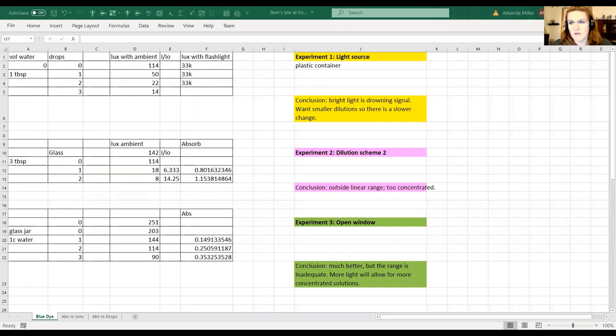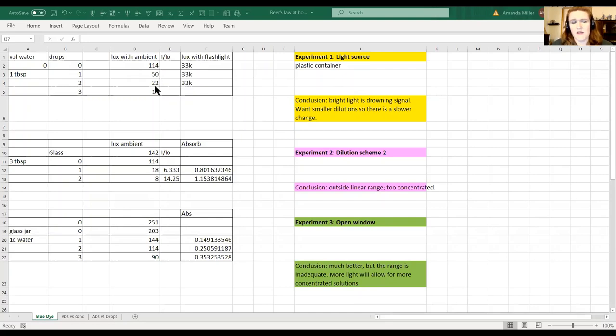And so essentially what I did is first I needed to know what kind of light source would work for this. So I tried just my ambient light, meaning just the room's lights that I had in my dining room. And it turned out that I started out at 114 lux, which is pretty low. So when I did my dilutions, what I noticed is when I plotted this, it wasn't a linear change. It was a little flatter than that and it kind of plateaued.